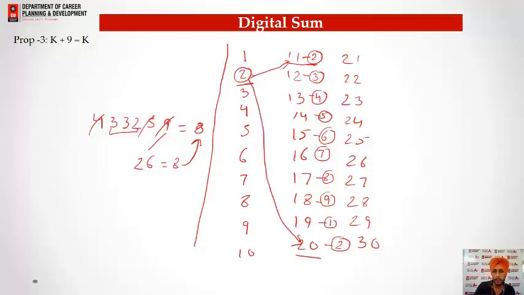So what you can conclude from these results is that the cyclicity of digital sum is 9, right? In short, I can say the digital sum repeats itself after every 9 places. This is the basis of this particular property, that k plus 9 is equal to k. So that's why we are eliminating 9 to check the digital sum of any particular number.